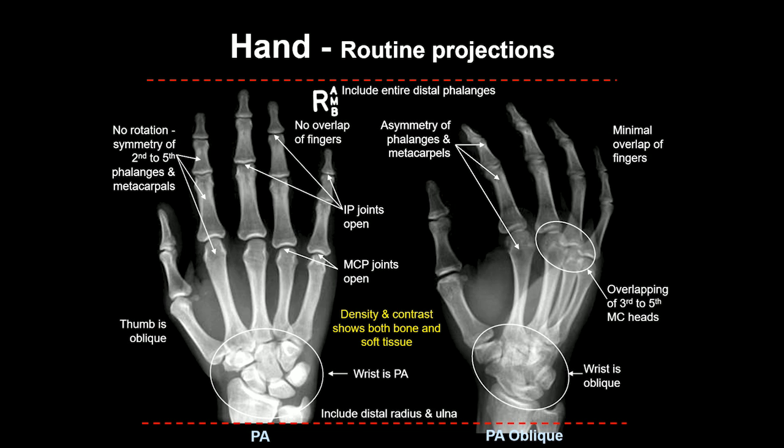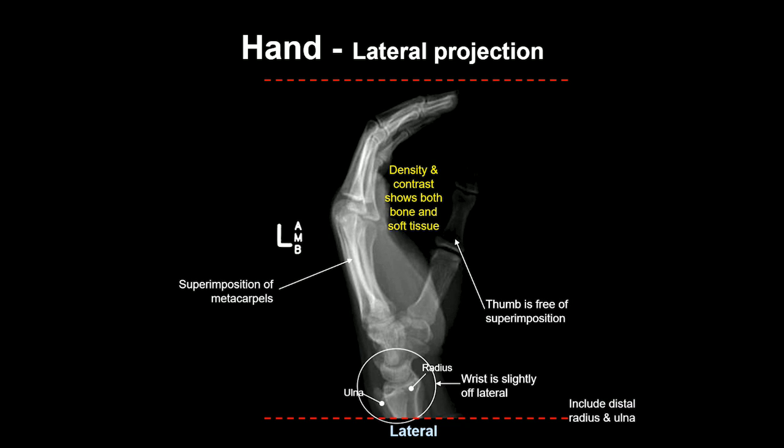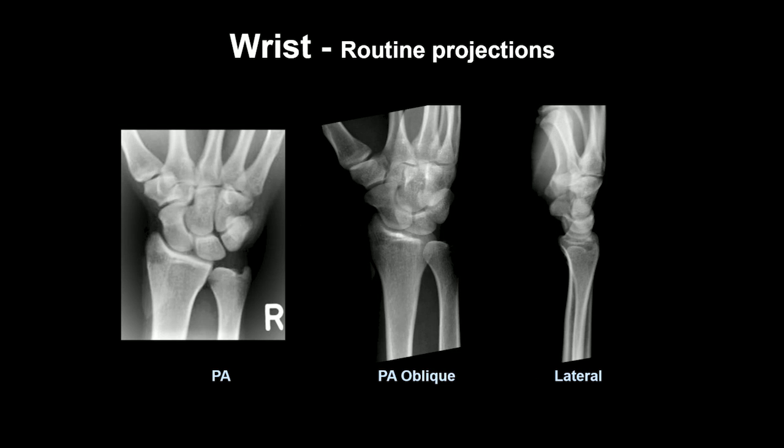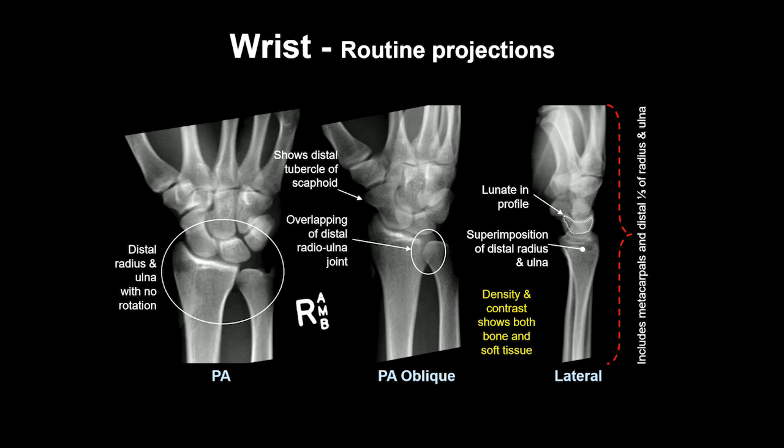For the oblique view, there should be symmetry of the phalanges and metacarpals, and you will find some overlapping of the 3rd to 5th metacarpal heads, but there should still be minimal overlapping of the fingers, and the wrist will be oblique. On the lateral view of the hand, the bones will be superimposed, and the thumb should be free of any superimposition. The wrist is either lateral or slightly off lateral, and always include the distal radius and ulna as well.